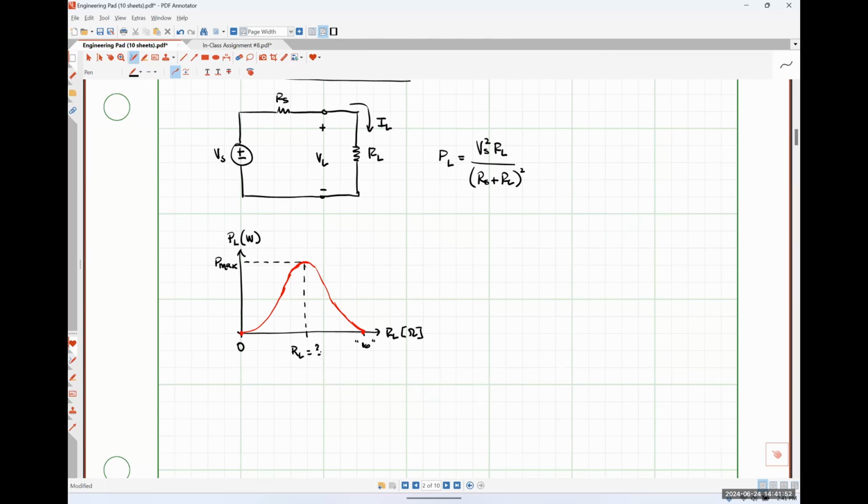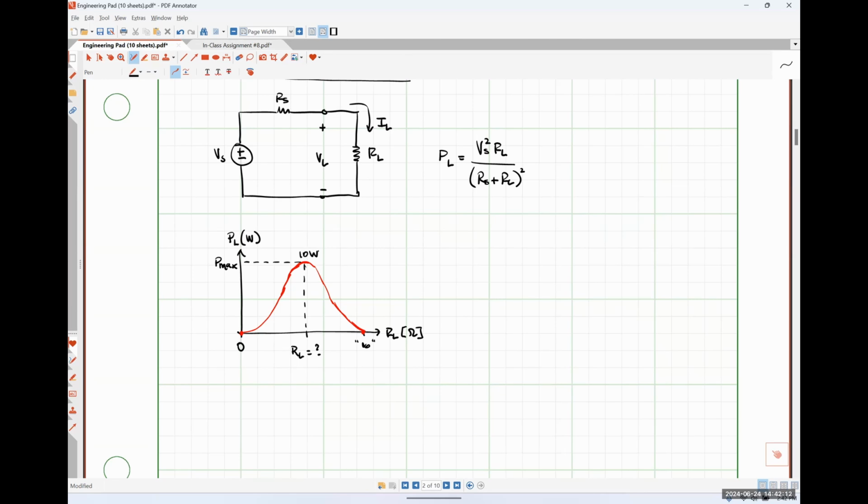But another thing that we can see from the graph is that there are two resistance values associated with every other power that we could want. So let's say, just for the sake of argument, that this guy right here corresponds to 10 watts.